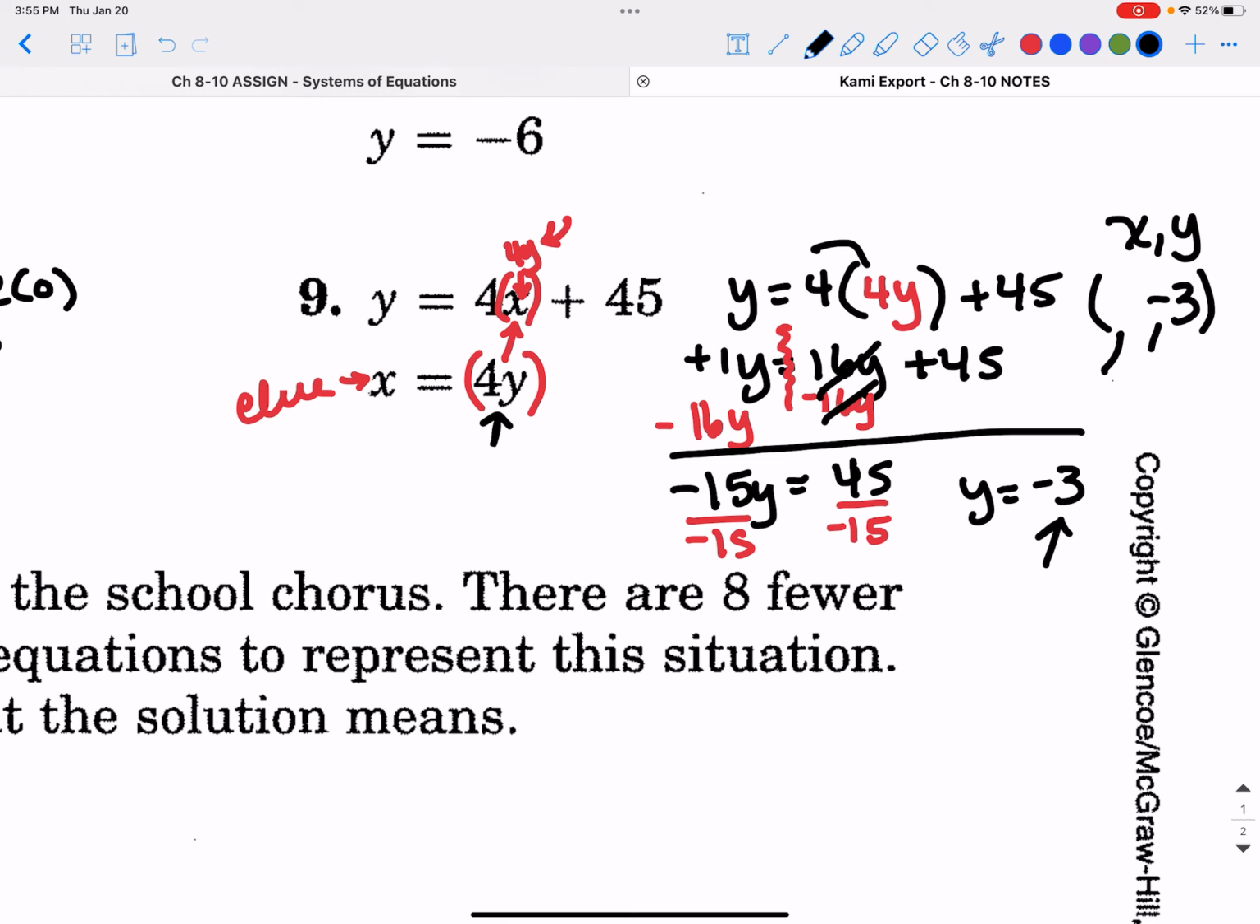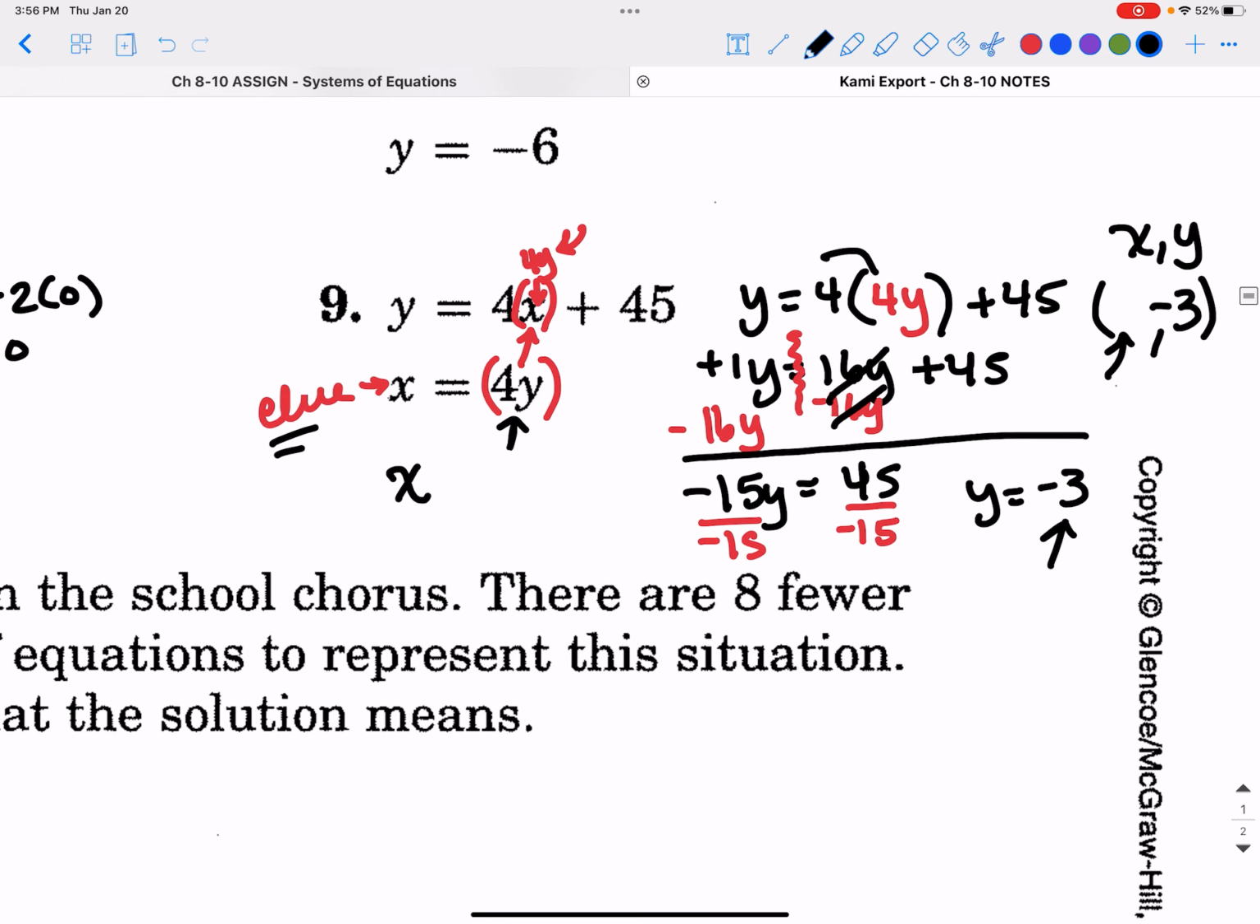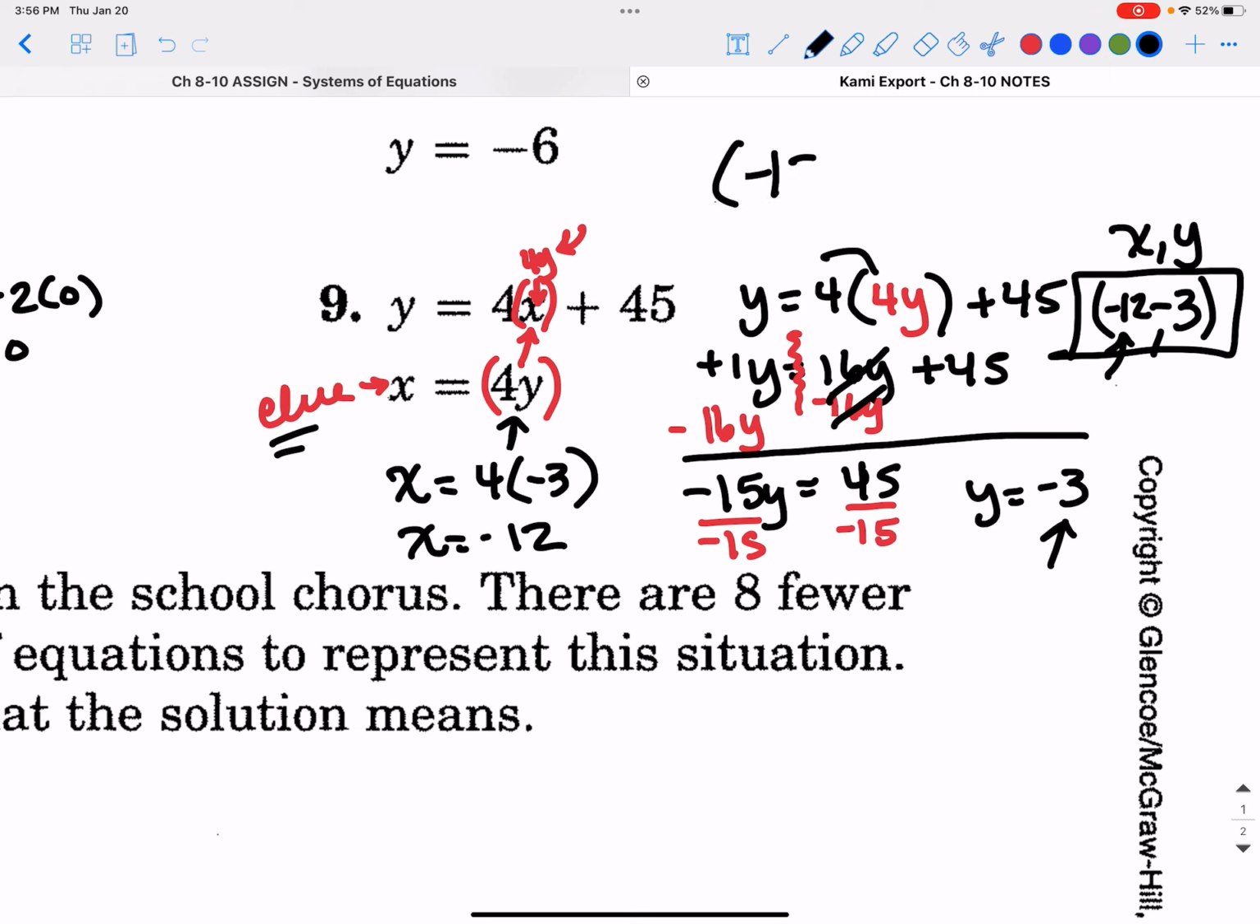But I still need to know what x equals. Go back to your clue right here and you've got x equals 4 times, well, what's our y? Our y is -3. We already know that now. So that means x equals -12. So I'm going to put -12 in here for my x, and that is what you circle as your answer. And that's kind of cramped in there, so it would be (-12, -3). That's your ordered pair that is the answer, okay?